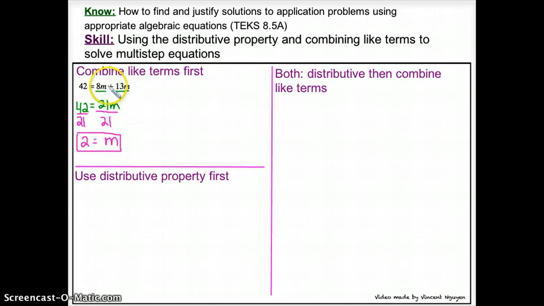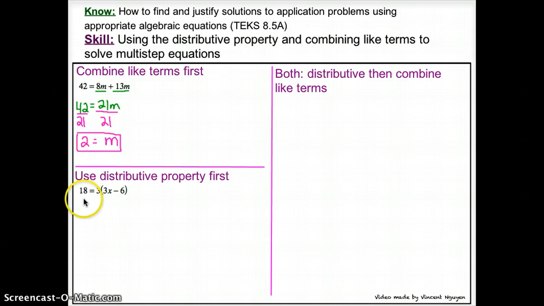But as you can see, when there are like terms, you must combine the like terms first so that you end up with just one term that has an m in it. Okay, and that will allow you to solve the equation. Okay, so now let's look at another example where you have to use the distributive property first.